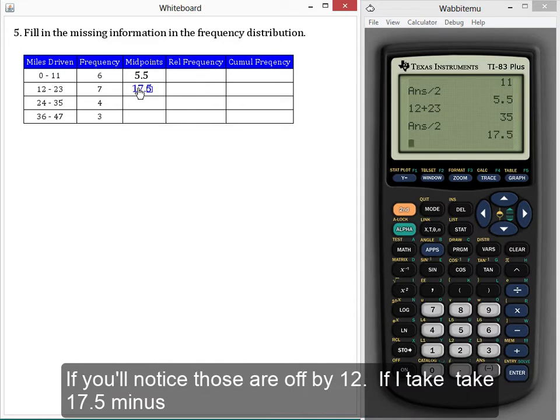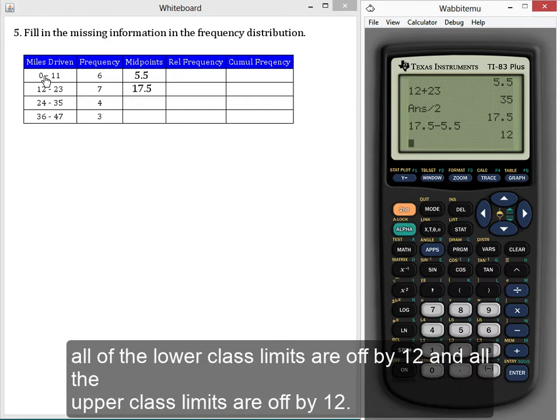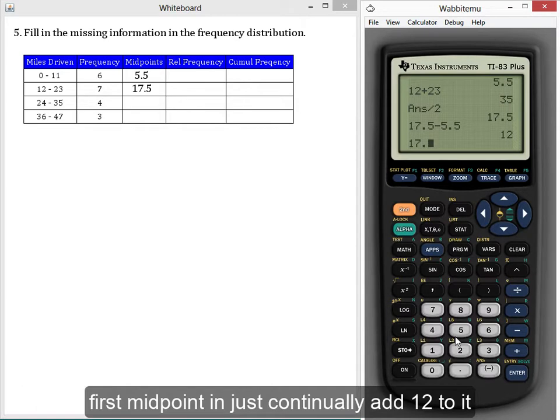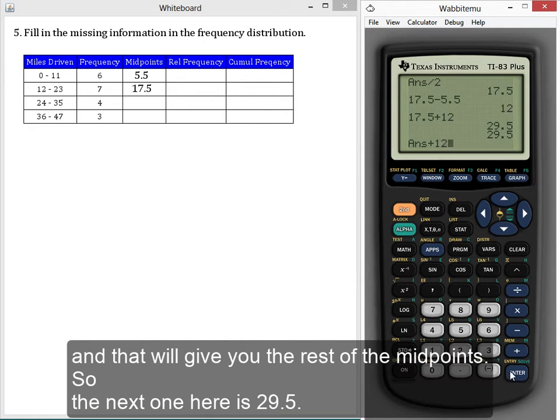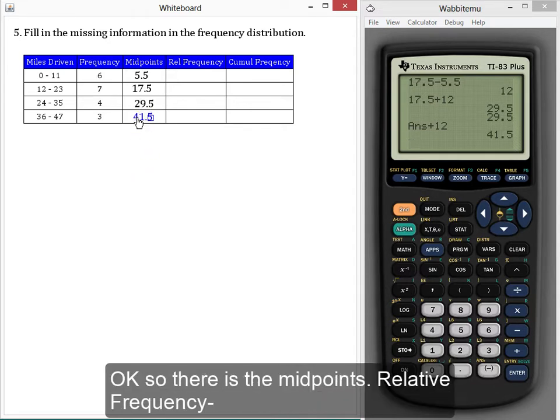Alright, if you'll notice, those are off by 12, because if I take 17.5 minus 5.5, I get 12. All of the lower class limits are off by 12. All the upper class limits are off by 12. So in effect, you can just get the first midpoint and just continually add 12 to it, and that'll give you the rest of the midpoints. So my next one here is 29.5, and the following after that is 41.5. Okay, so there's the midpoints.